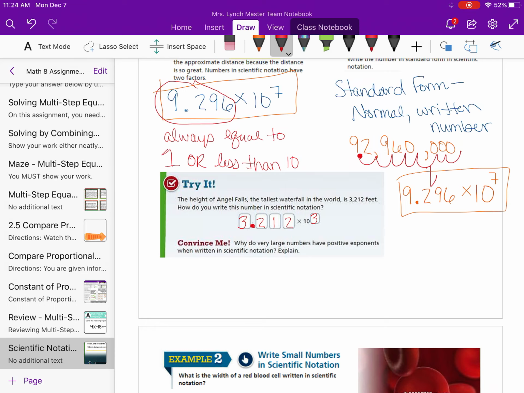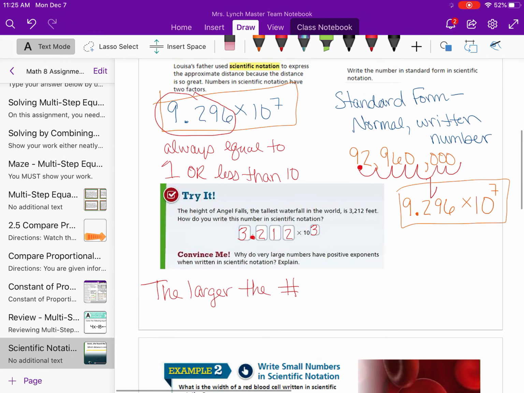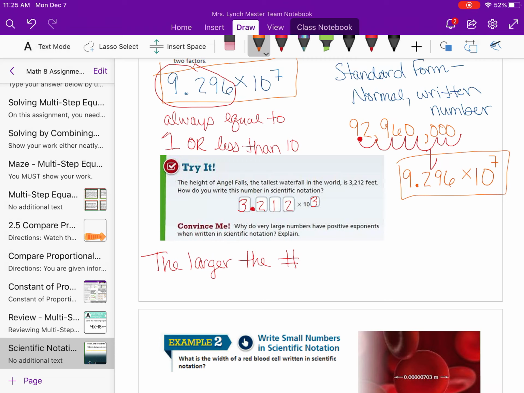And then convince me, why do very large numbers have positive exponents when written in scientific notation? So what it's asking is, why are the exponents, like in the problem we just did, to the 7th, and then the try it problem was to the third power. Why are they positive and not negative numbers? That's because the larger the number, and when we talk about the number, we mean the original one. So for example, in the space one, we're talking about 92,960,000 miles. So the larger that number is, the higher the power of 10.